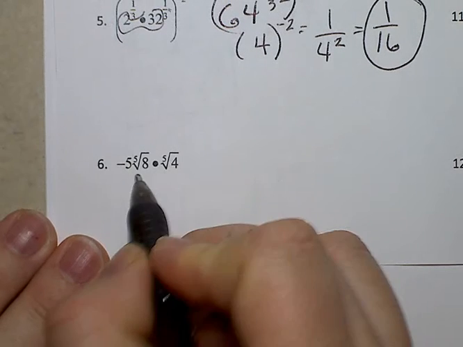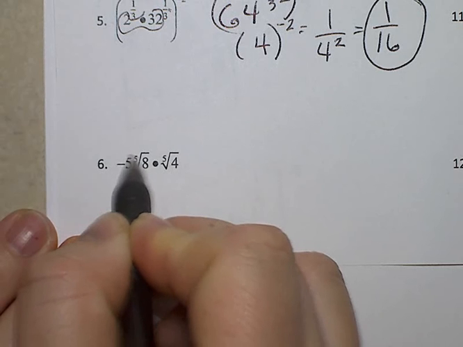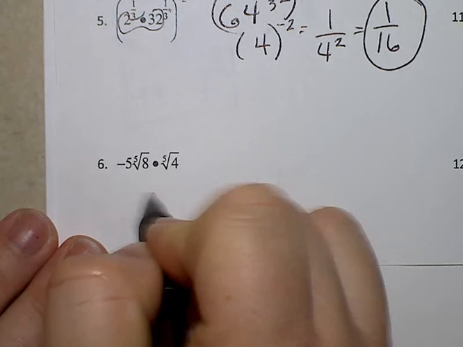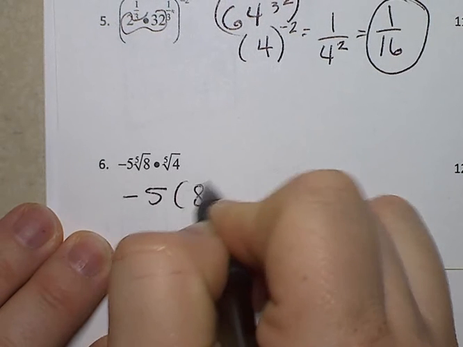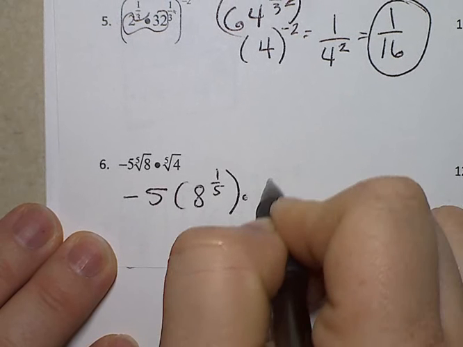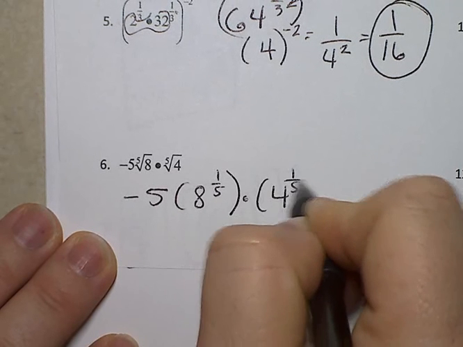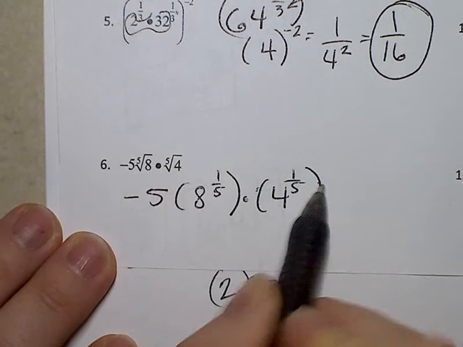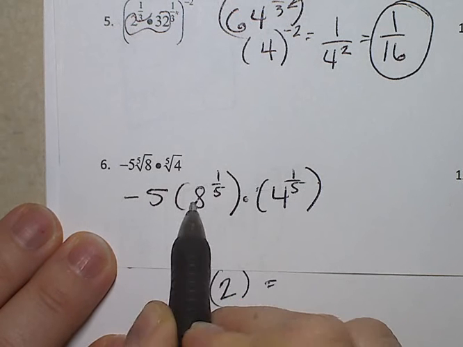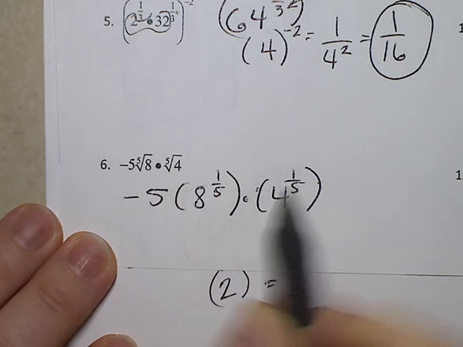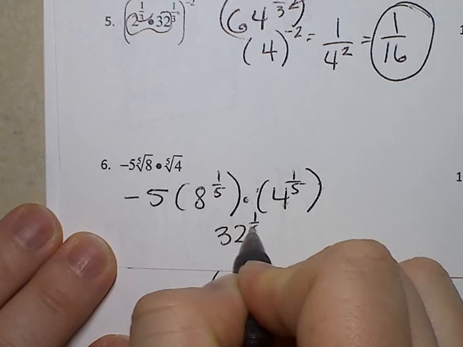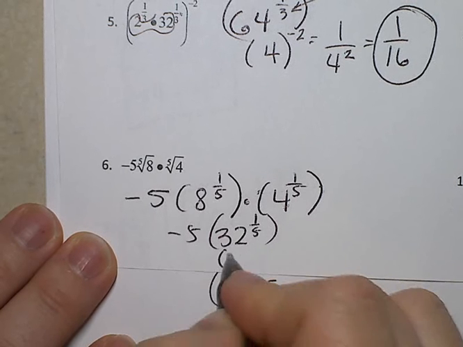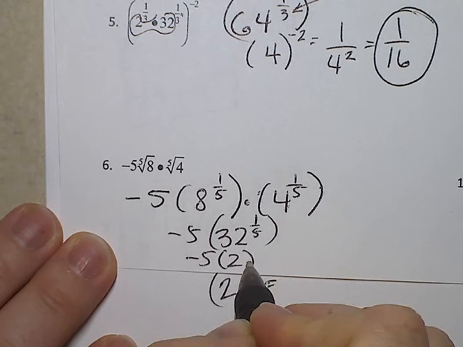So I know that 8 to the 1/5 power is not a nice integer answer, just like 4 to the 1/5 power is not a nice integer answer. I'm going to rewrite this. When you have the same exponent and you're multiplying, you're going to go ahead and do the operation. 8 times 4 is 32. Now apply the exponent. What number times itself 5 times gives you 32? The answer is 2. And negative 5 times 2 is negative 10.